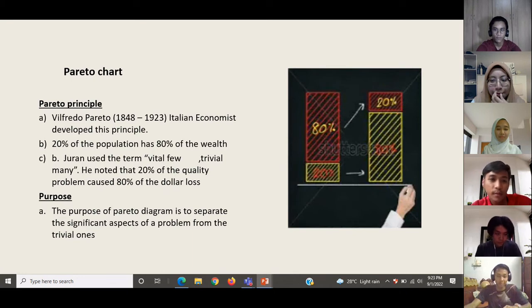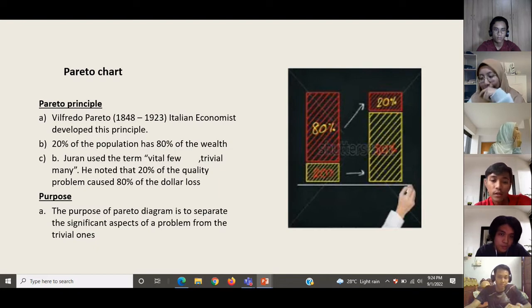So I will present about the Pareto chart. For the Pareto principle, Vilfredo Pareto, from 1848 to 1923, an Italian economist, developed this principle. Then 20% of the population has 80% of the wealth. Joseph Juran used the term vital few, trivial many. He noted that 20% of the quality problems cause 80% of the dollar loss.